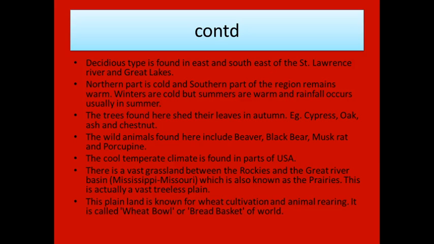The cool temperate climate is found in parts of USA. There is a vast grassland between the Rockies and the Great River Basin, that is Mississippi, Missouri, which is also known as the prairies. This is actually a vast treeless plain. This plain land is known for wheat cultivation and animal rearing. It is called the wheat bowl or bread basket of the world.